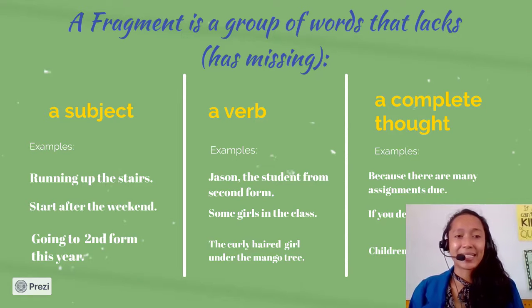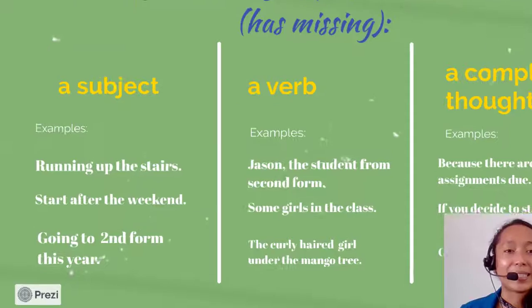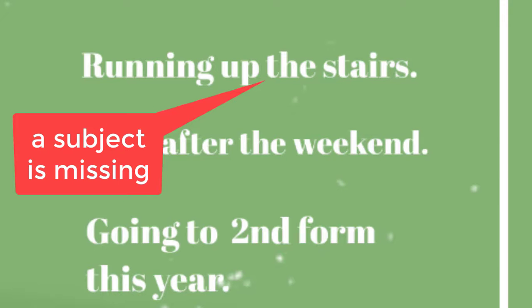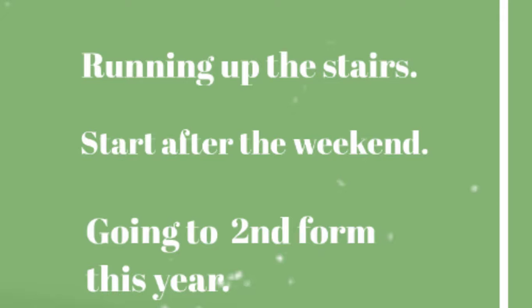Let's take a look at the example here under a subject. So a fragment can be a fragment if it has a subject missing. Remember that subjects are made up of nouns or pronouns. So the first example says, running up the stairs. That is an incomplete thought. That is a fragment because it doesn't have a subject. Who is running up the stairs? We really don't know, right? And that should not happen when you write complete sentences.